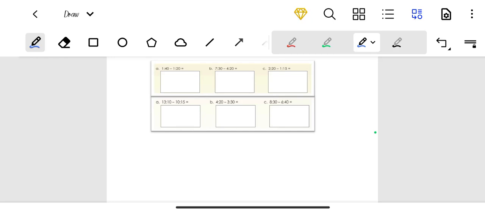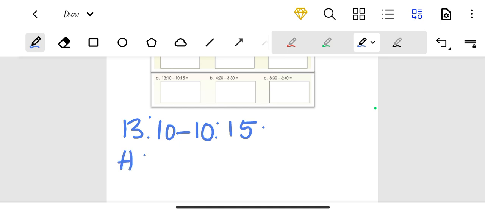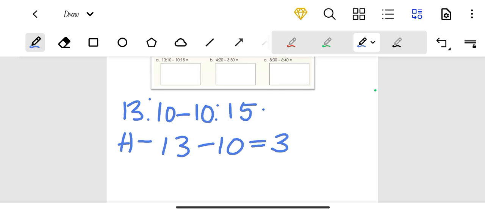Good day. In today's lesson, let's look at the new set of subtraction. So now A says 13:10 minus 10:15. So it's 13:10 minus 10:15. First things first, we look at the hours. So we're going to say 13 minus 10, which is going to give us a 3.